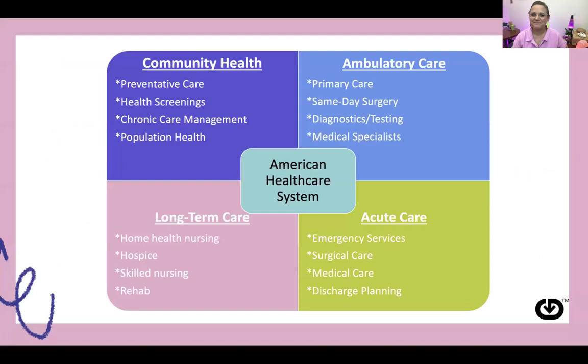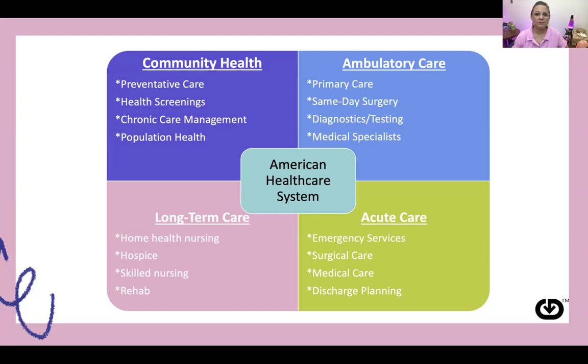Let's get into it. The American healthcare system, you can think about being divided into 4 quadrants of care. You have your community health, which is things like preventative care, health screenings, chronic care management to prevent them from getting worse, and general population health. And then you have your ambulatory care. And I like to think about ambulatory care like you walk in, you ambulate, and you walk out. So things that are same day kind of treatments, primary care, same day surgery, diagnostics and testing, and medical specialists.